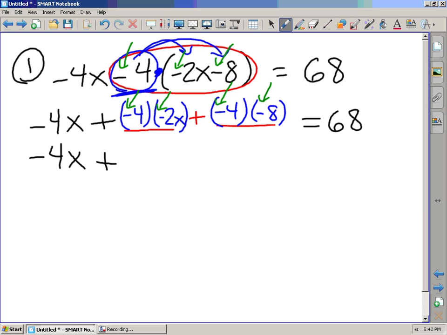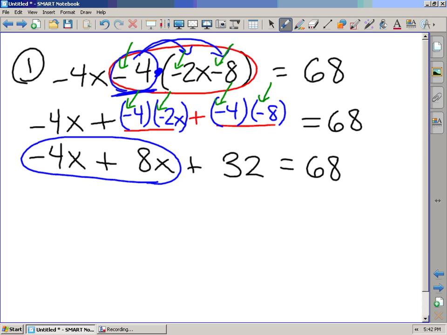Now I simplify. Negative 4 times negative 2x is an 8x. Negative 4 times negative 8 gives us 32. And on the right side, we get 68. So we use the distributive property. We did step 1. Now step 2, we collect like terms.